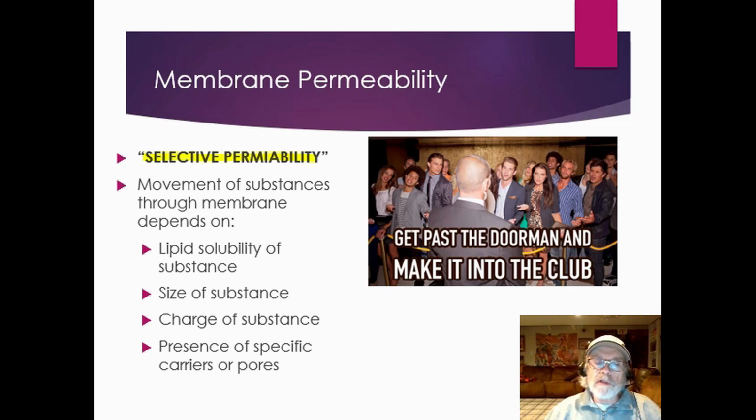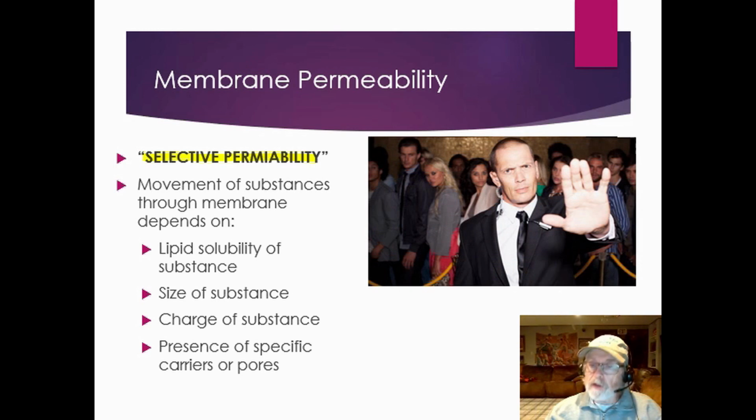Also, the presence of specific carriers or pores. Like we talked about, these proteins will either act as a pore, a channel that allows things to come through, or as a carrier that picks something up and carries it across the membrane. There might be some cells that have a lot of protein carriers or pores, and some cells that have very few. So all those things would make a difference. This is something that helps to influence selective permeability. Stop, you can't get in. You can get in.